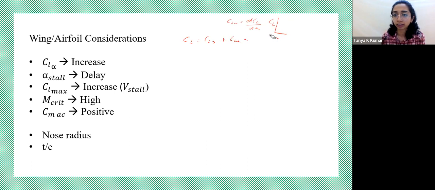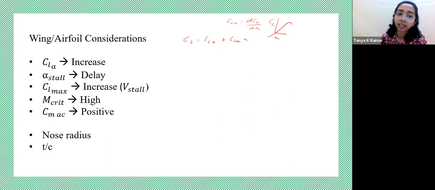So if there is a small change in angle of attack, a large lift produced is beneficial for us. So we need our CL alpha to increase. We need it to be a higher quantity because it's better. So for a small change in alpha, you get a larger production in the lift.